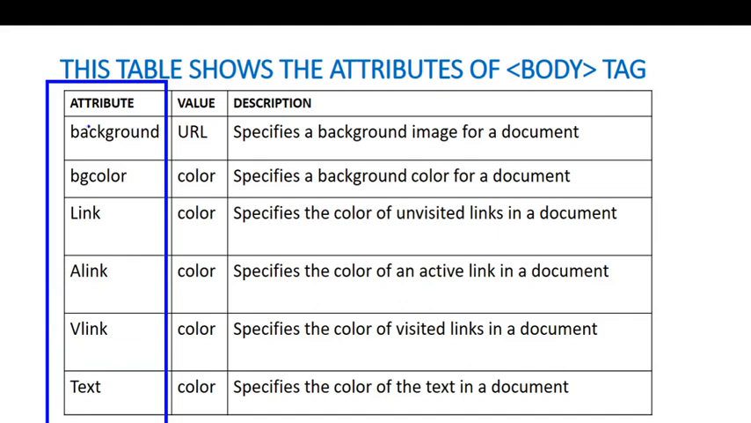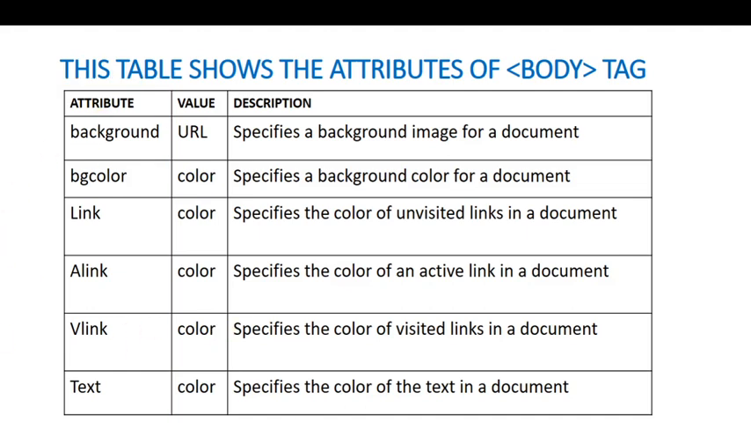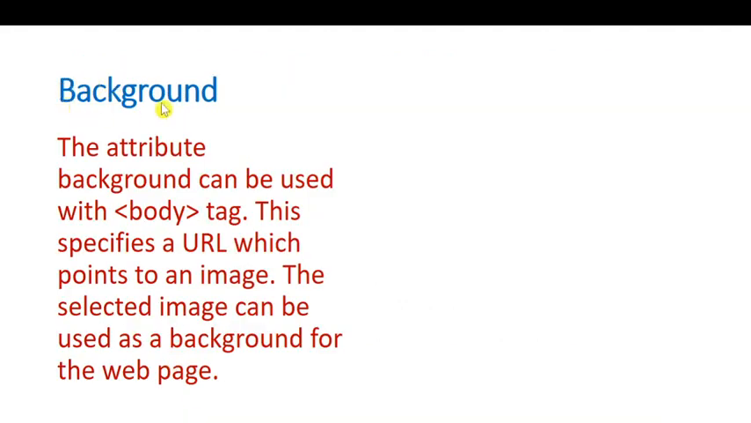These are all the attributes used in body text, and then their values and the descriptions of how they are used. I'll explain them one after another. Let us go with the first one, the background.